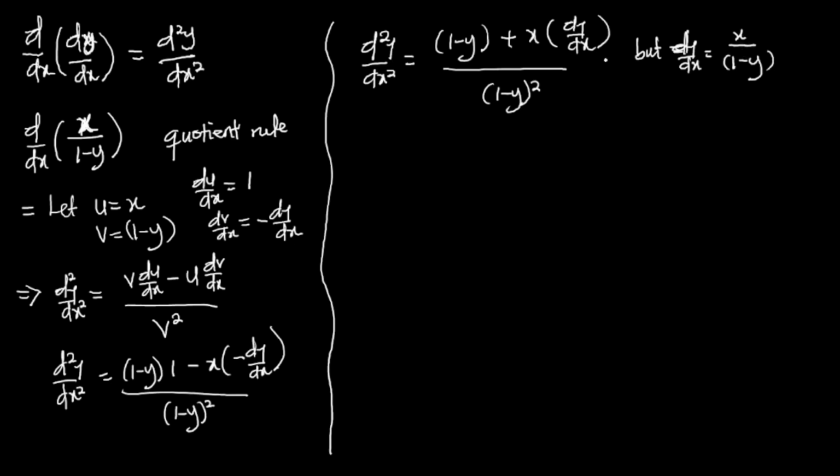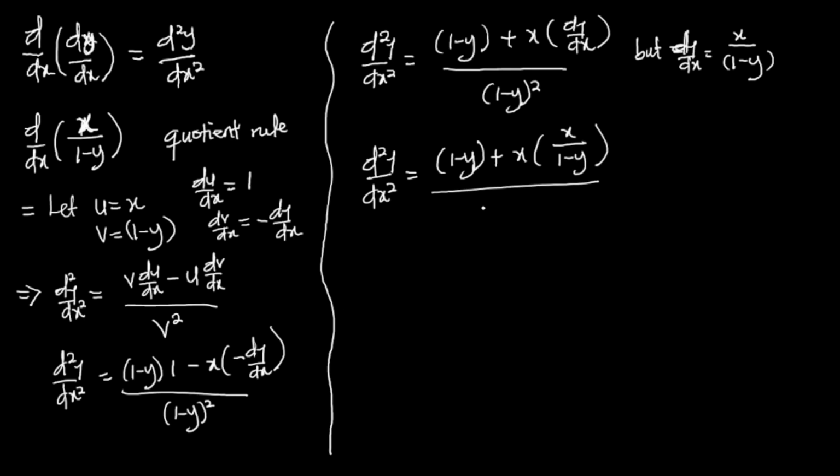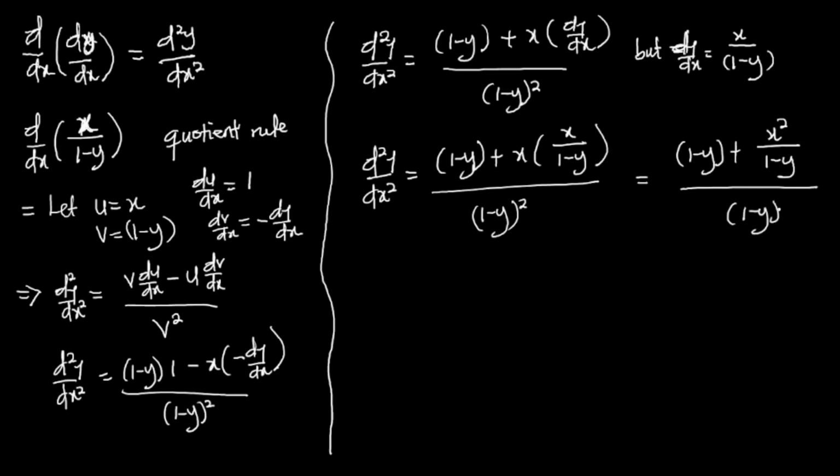If we do that substitution in place of this, we get our d squared y over dx squared to be equal to 1 minus y plus x outside the bracket multiplied by this, which is x on 1 minus y, all on 1 minus y squared. This is now equal to 1 minus y plus the x multiplied by what we have at the top here to give me x squared on 1 minus y, all on 1 minus y squared.